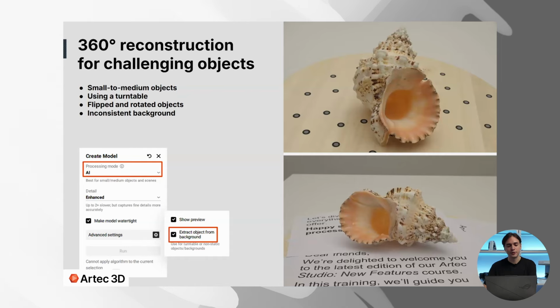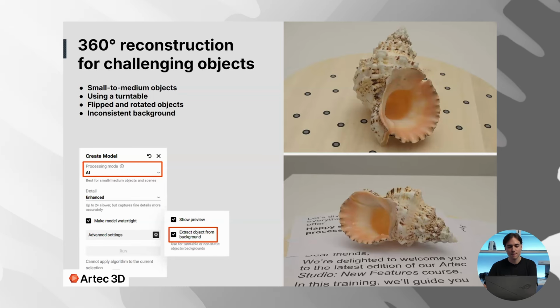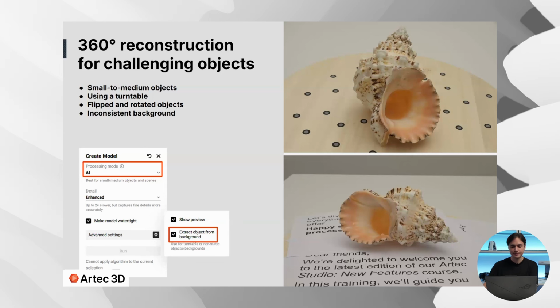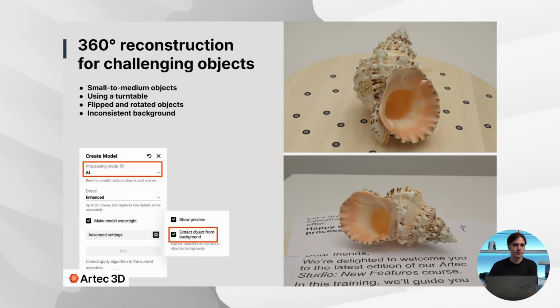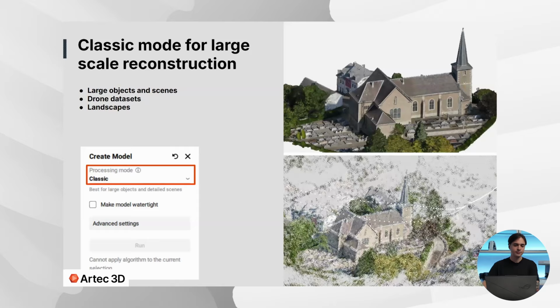So the alignment of those photos would be done, and masking, which is important. So we have the automatic AI masking, which would be performed automatically by Artec Studio. It would recognize the object and extract it from the background on its own. And lastly, one more thing that I would like to mention, this algorithm is suitable when you have an inconsistent background. So for example, if you're scanning outdoors and there are people walking around, then this algorithm can really come to use. And finally, we have this classic mode.